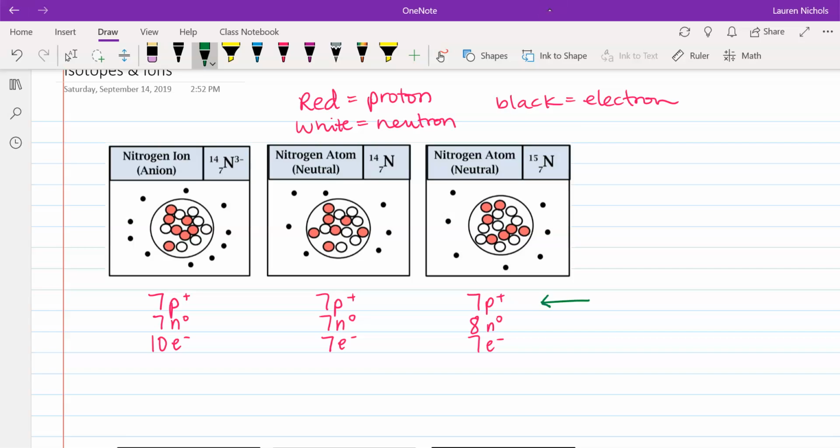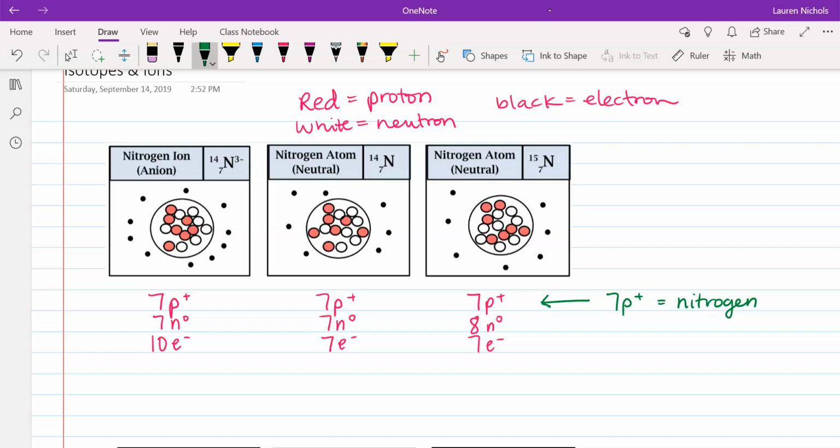Because all 3 of them have 7 protons, it means it's nitrogen. That is why it's nitrogen. It doesn't matter about the neutrons, it doesn't matter about the electrons. 7 protons always means nitrogen every single time.